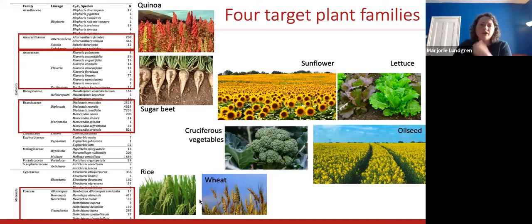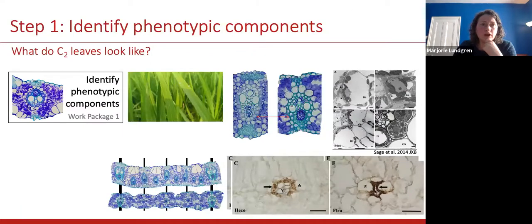All right, thinking of these 4 families, the first thing I want to do is understand their phenotype. If I want to recreate a C2 phenotype, I need to know exactly what I mean by that, right? So the first step is to look very closely at the different C2 plants in these 4 families and look at exactly what their gross leaf anatomy looks like. We'll be doing ultrastructure and immunolocalizations to really make sure we know exactly what we're trying to recreate.